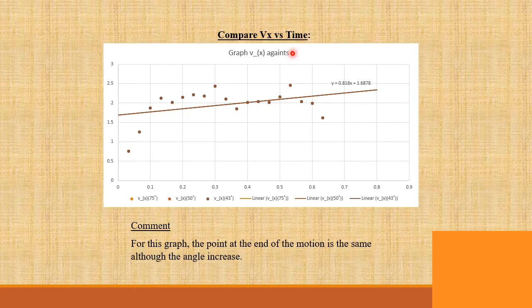Next, for the graph of Vx versus time, supposedly we get constants for Vx versus time, and this is what we got from the comparing graph. Each graph for different angles is the same. Therefore, for this graph, the point at the end of motion is the same although the angle increases.